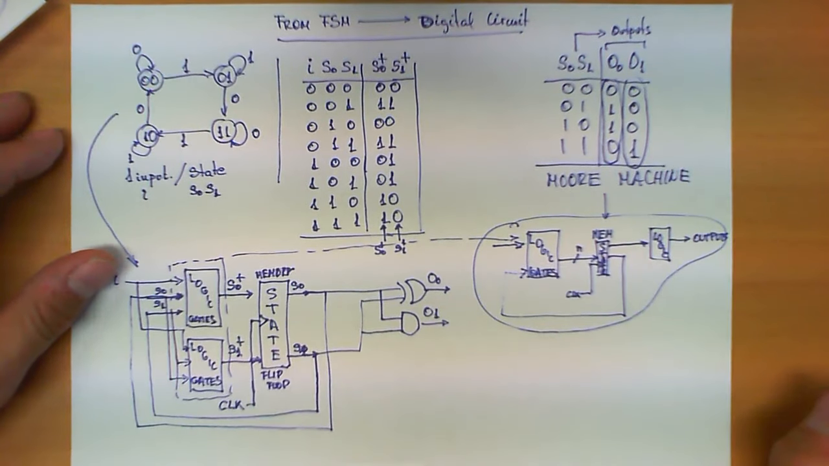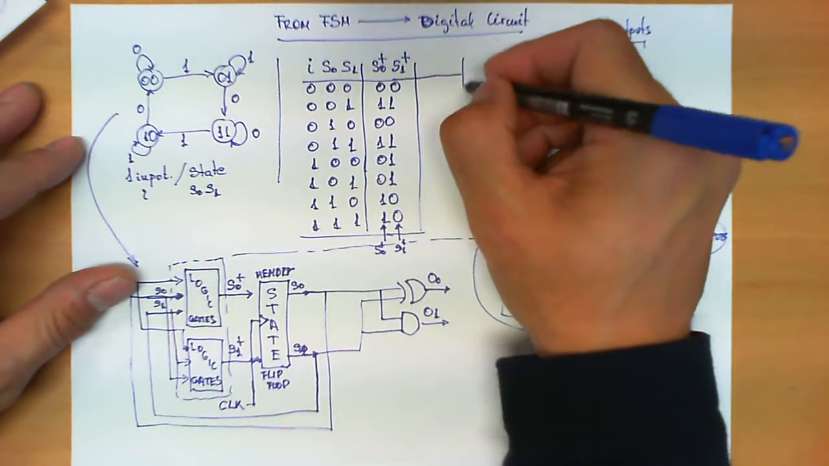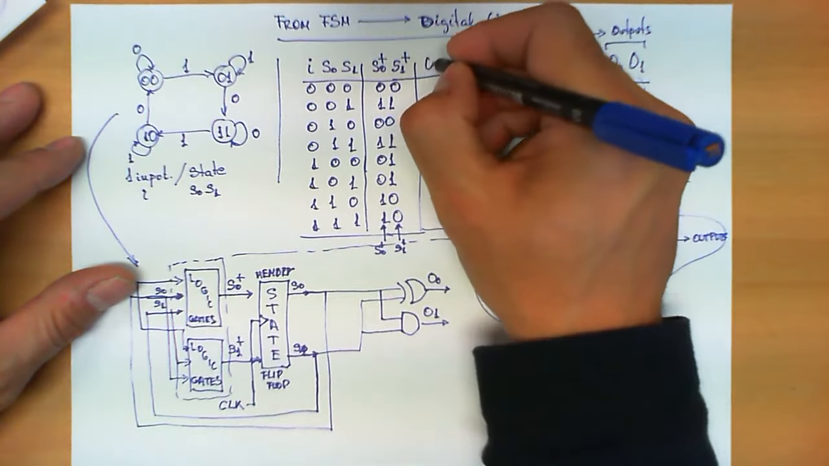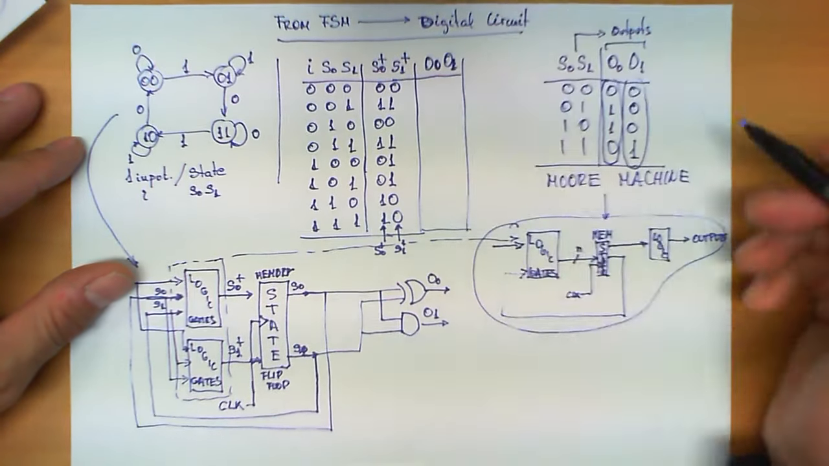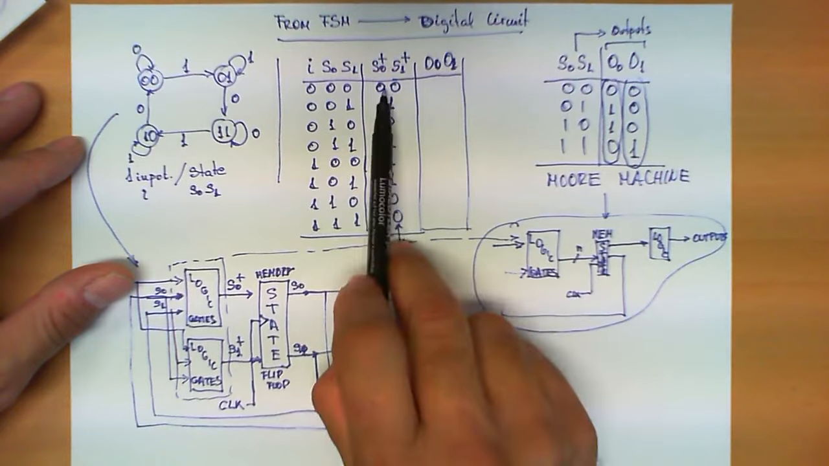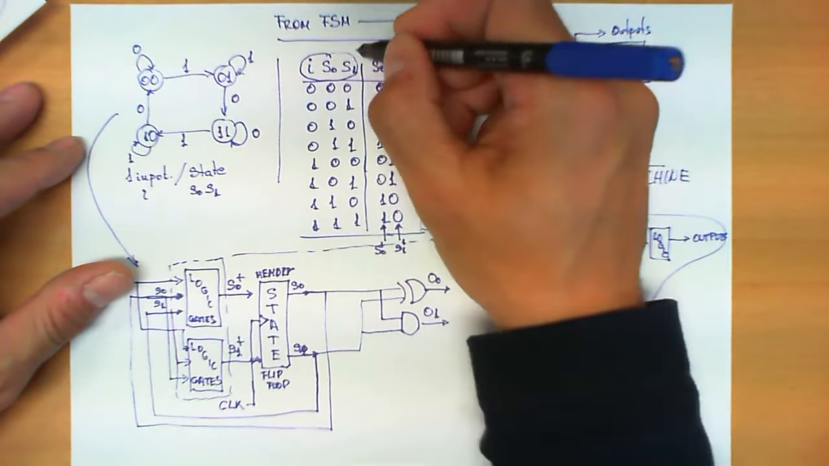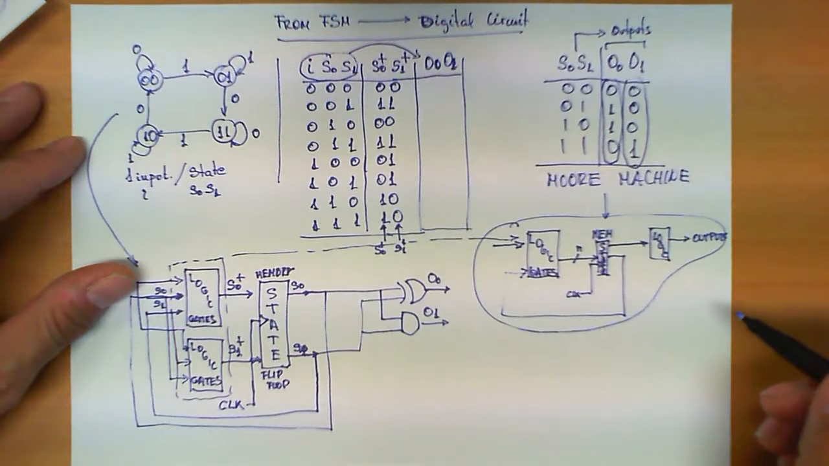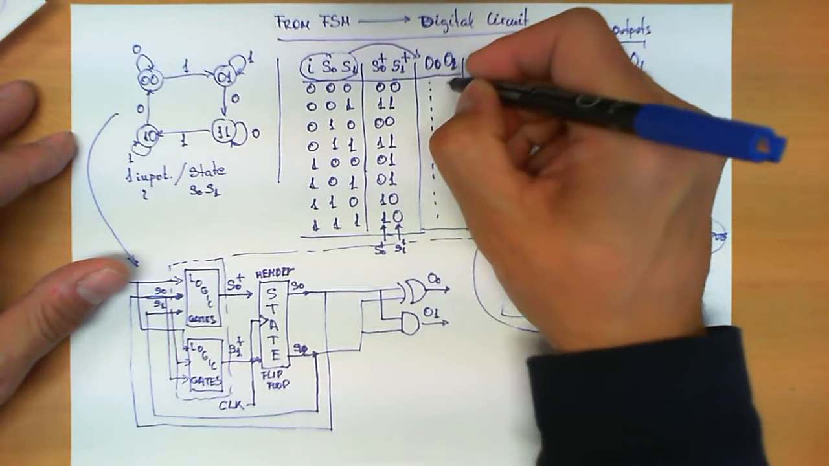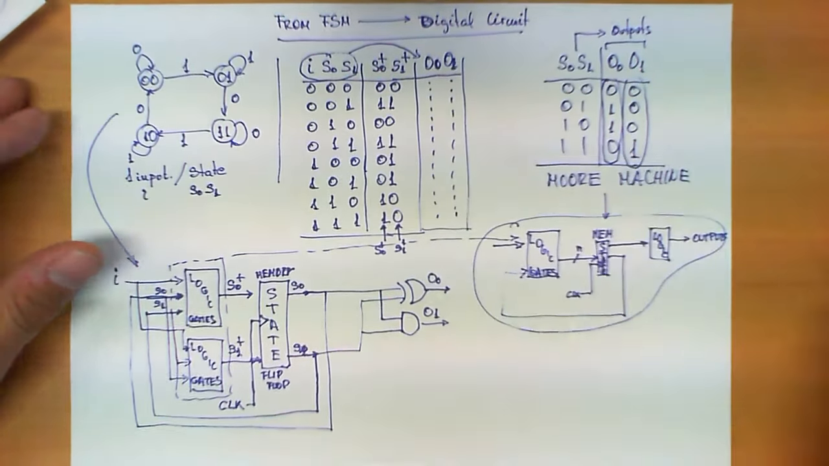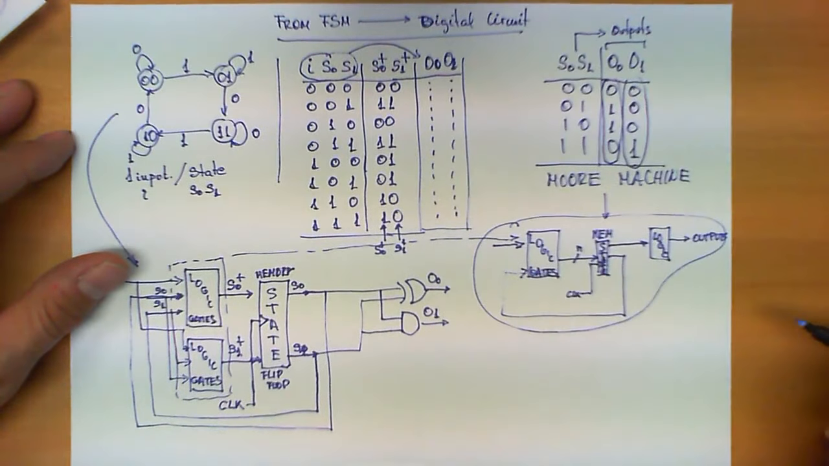Now what happens if what we have is a Mealy machine? In the case of a Mealy machine, it's very similar. In this case, the outputs O0 and O1 wouldn't depend only on the state variables, but would depend on the state variables and the inputs. In other words, these three variables will be taken into account to compute the value over here. But again, we are in a similar situation. We have two Boolean functions that can be implemented with a set of gates and produce the proper truth table.